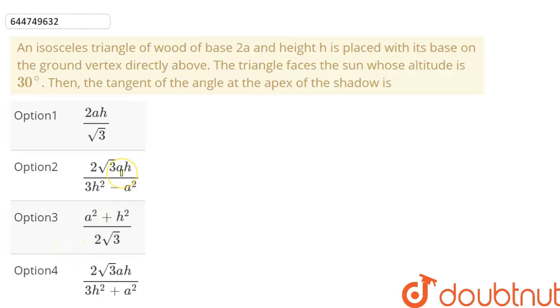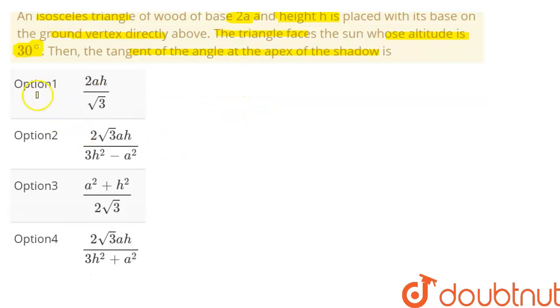Hello everyone. So today we are going to discuss one question on heights and distances. Here we are given an isosceles triangle of wood with base 2a and height h, placed with its base on the ground, vertex directly above. It is given that the triangle faces the sun, whose altitude is 30 degrees. From this data, the tangent of the angle at the apex of the shadow would be, so we need to find the tangent of the angle at the apex of the shadow, and we are given 4 options and we need to choose one among them.